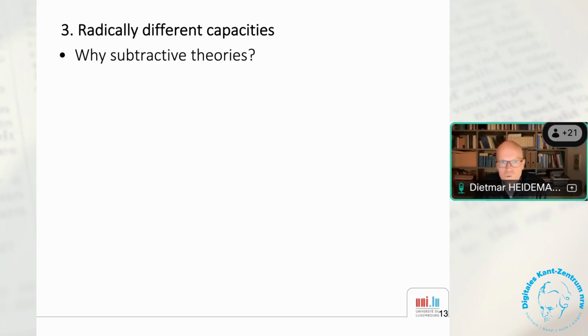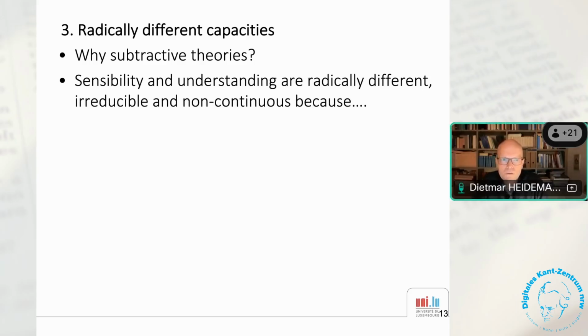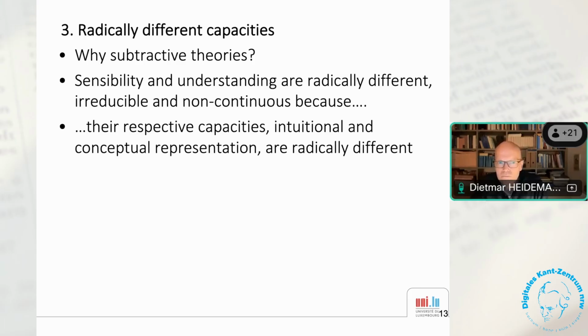So why, in view of my proposal, subtractive theories? Here I would point simply to the fact, to start with, that sensibility and understanding are for Kant radically different and at the same time irreducible and specifically non-continuous faculties. Why is this so? Because of the two capacities that pertain to sensibility on the one hand and understanding on the other, namely the capacity to have intuitional representations, sensibility, and the capacity to form conceptual representations pertaining to the understanding. Those capacities are radically different, and by conclusion, sensibility and understanding themselves are therefore radically different.